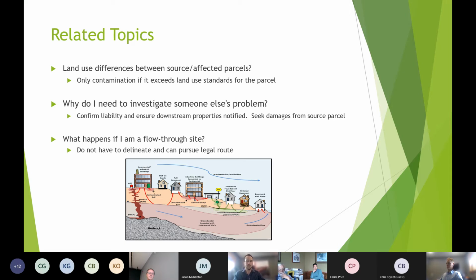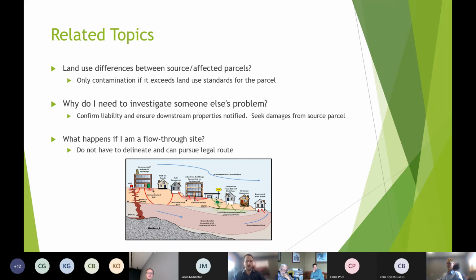The opposite is also true though. So if you have a commercial property and there's contamination that migrates into the roadway, roadways are considered industrial use, which is the land use classification higher. So what's contaminated on your site may not be considered contamination on the roadway site. So you wouldn't be required to do anything else in that case.